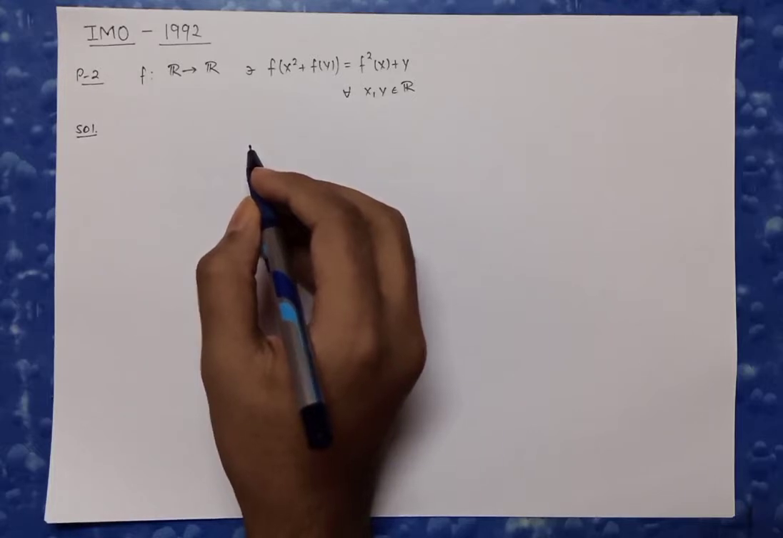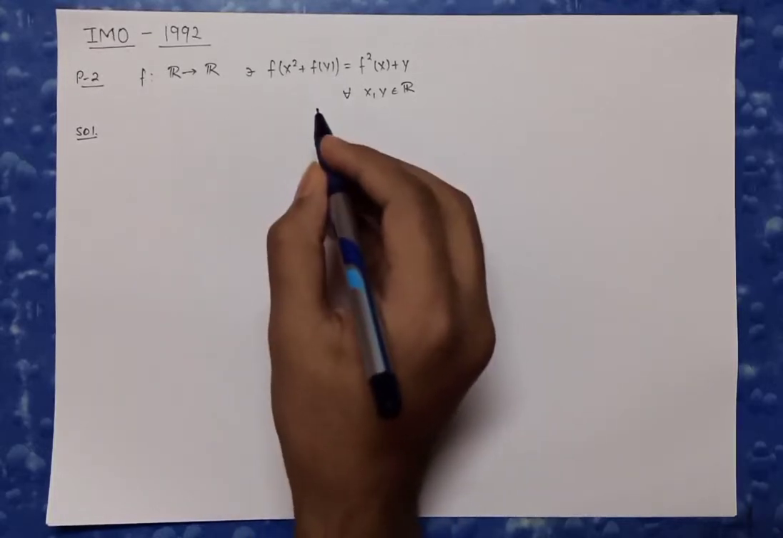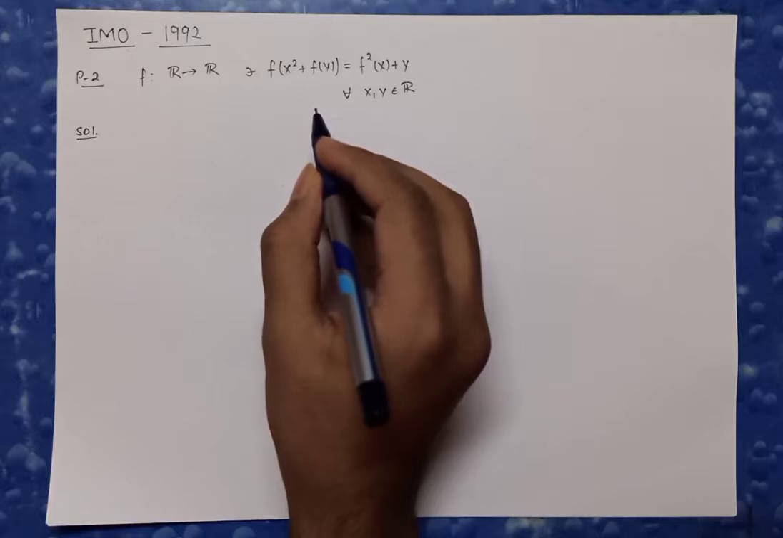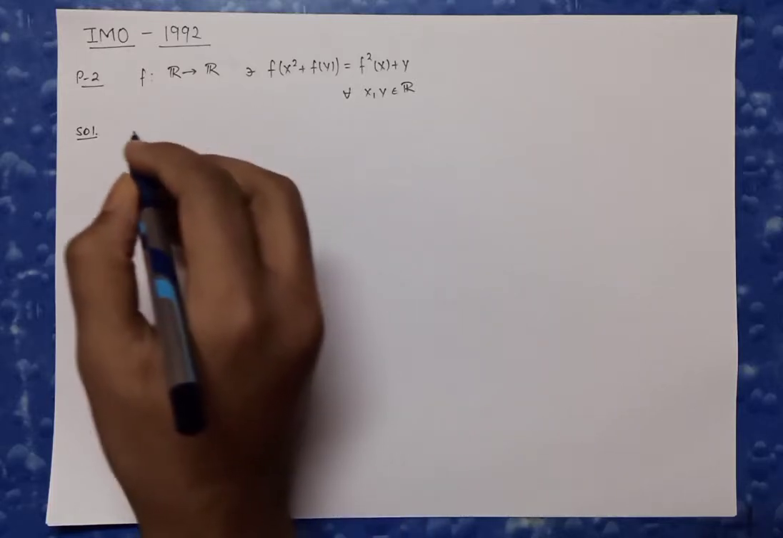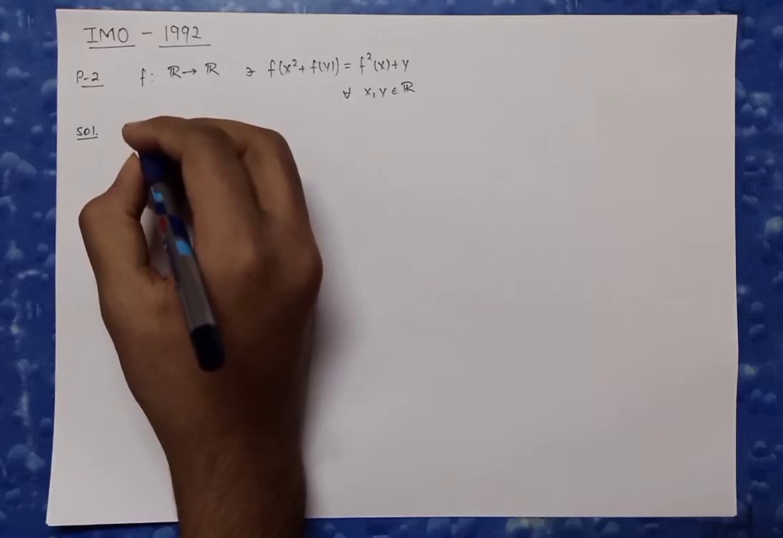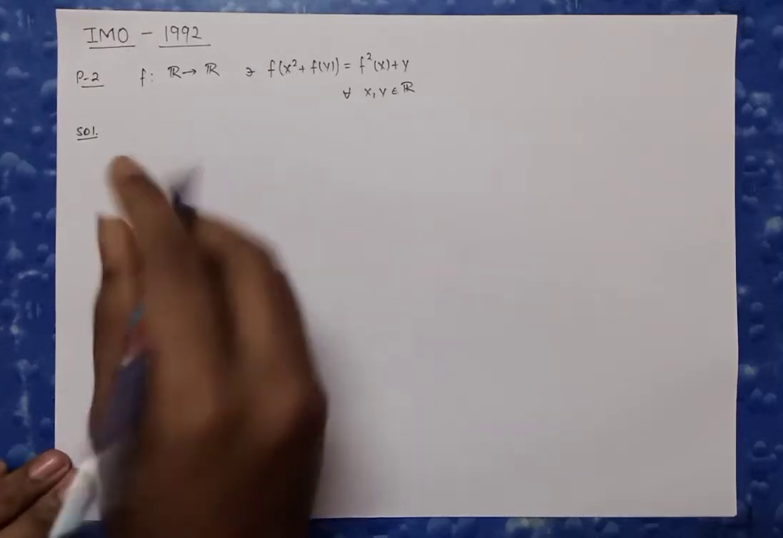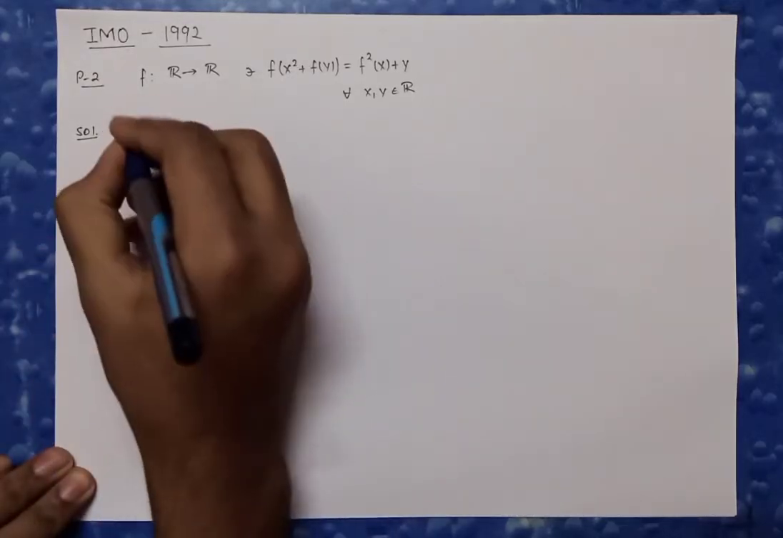In this problem, first of all, I am going to find the value of the function at a given point. Let's start by finding f of 0, because I am going to find the value of f of 0. So let's start with that.